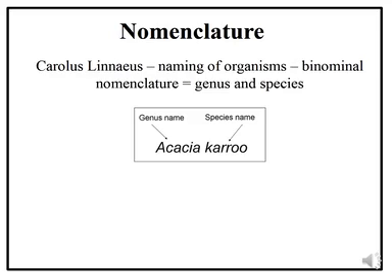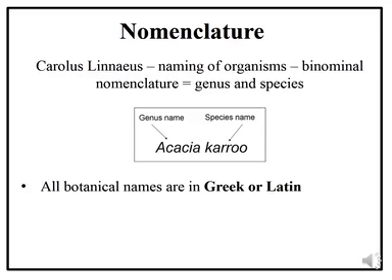And the first rule is that all botanical names are in Greek or Latin. It is difficult to understand for us why it is like that, but as I explained earlier, this binomial nomenclature system helps us to identify organisms throughout the world.